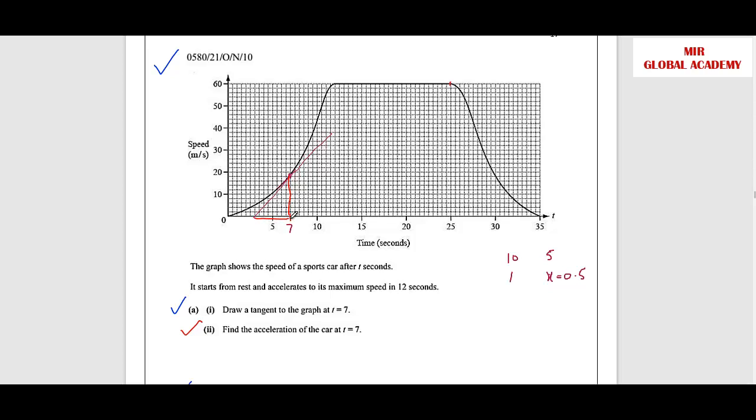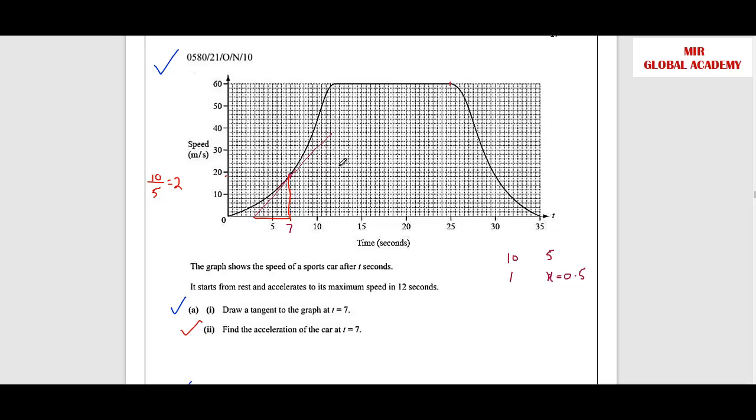So how much is this rise and how much is this run? Here it is a 20 meter per second gap. This is a 10 meter per second gap, and it is divided by 5 boxes. 1, 2, 3, 4, 5 boxes. So 10 divided by 5, 2. So one small box represents 2 meter per second.